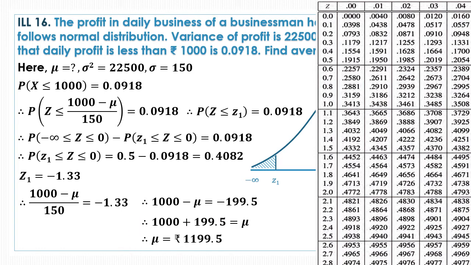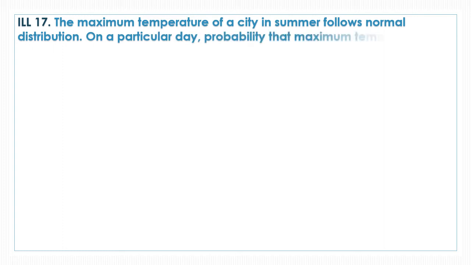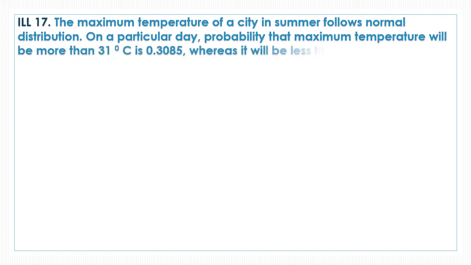Moving on towards the last illustration of this tutorial. Illustration 17. The maximum temperature of a city in summer follows normal distribution. On a particular day, the probability that maximum temperature will be more than 31 degrees Celsius is 0.3085. Okay, one probability is there. Whereas it will be less than 27 degrees Celsius is 0.0668.